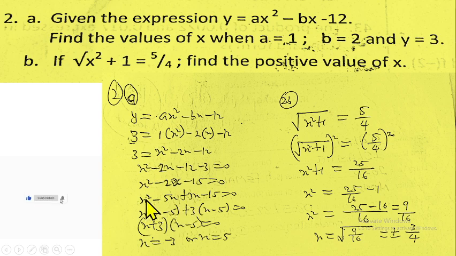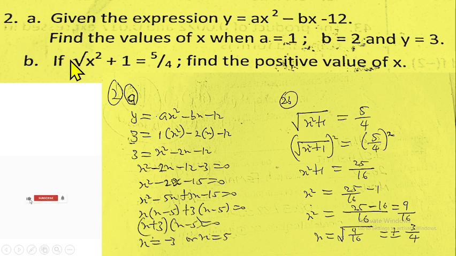So that means we're having x squared minus 5x plus 3x minus 15 equals 0. From there, you can factorize. x is common here, you have x into x minus 5. 3 is common here, you have a 3 into x minus 5 equals 0. So technically, our x plus 3 into x minus 5 equals 0. So x will be minus 3, or x is 5 from there. So that's for question number 2a.